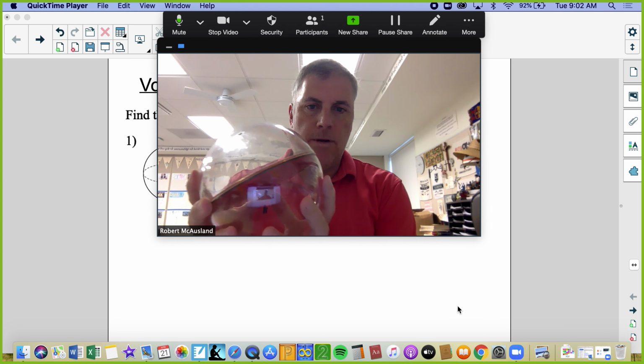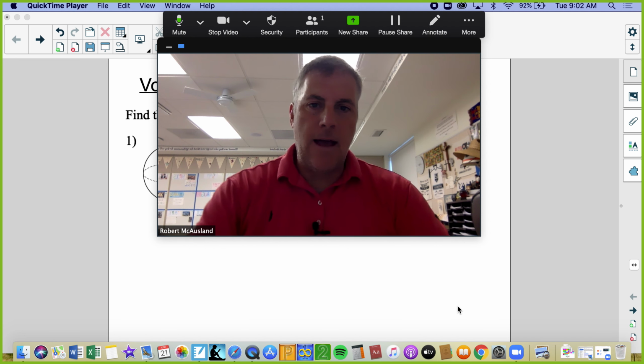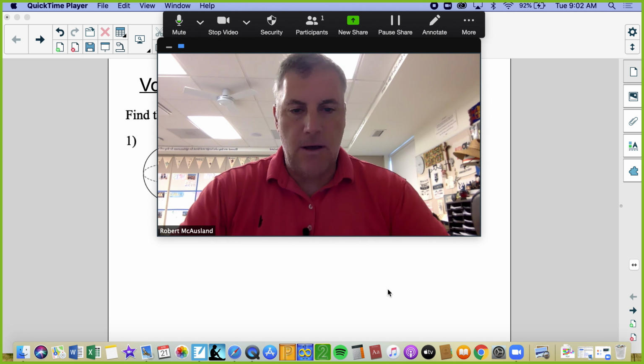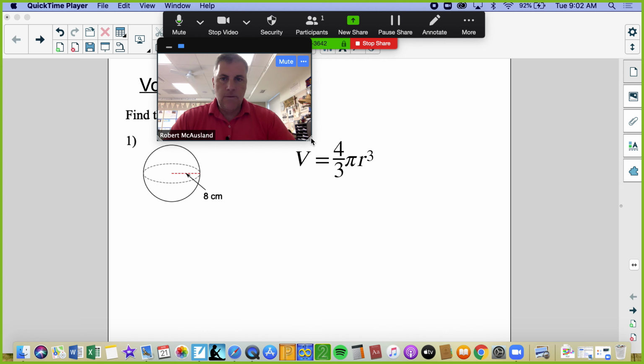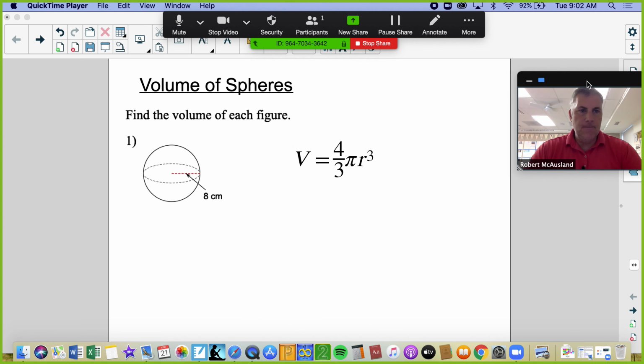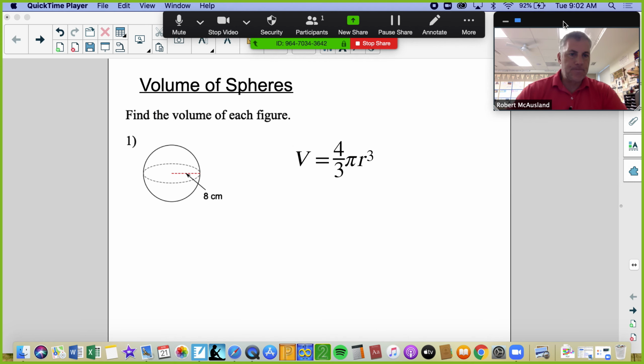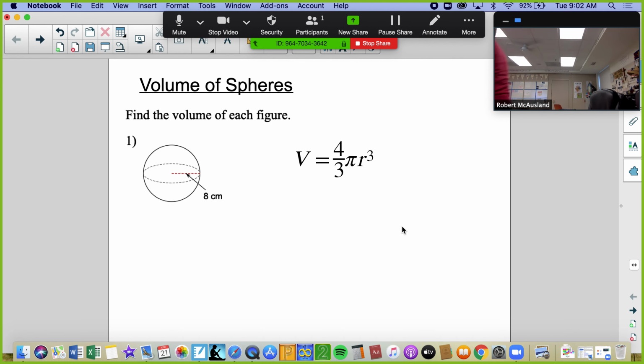We did not find the surface area of a sphere. We chose to disregard that one, but we will do the volume of a sphere. So if we look at the formula, it's going to be volume equals 4/3 pi r cubed.